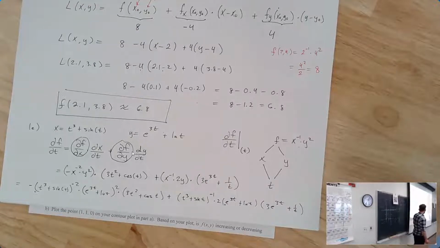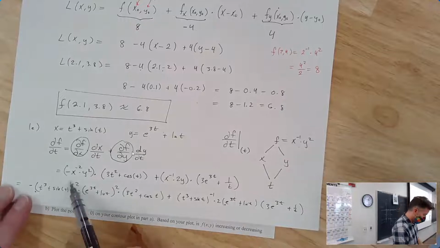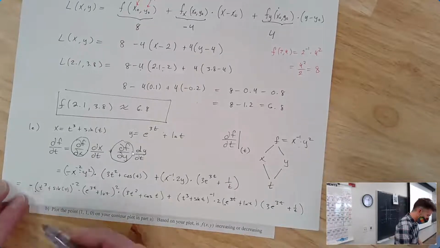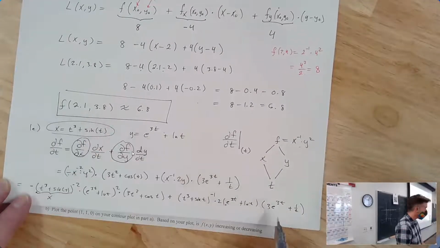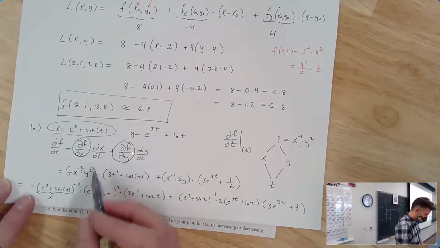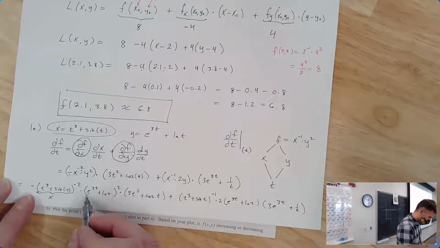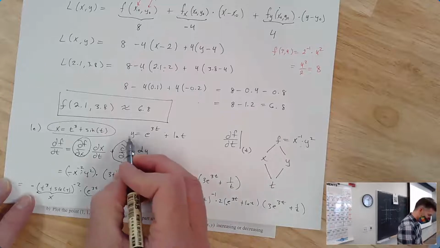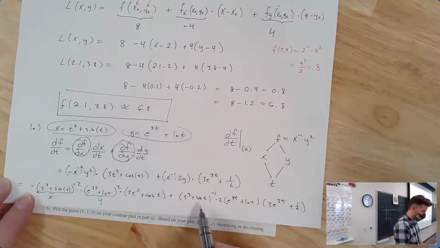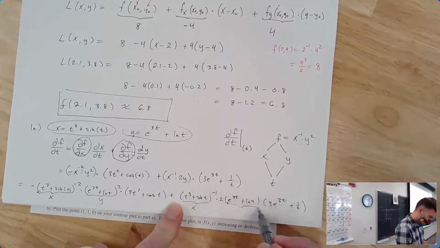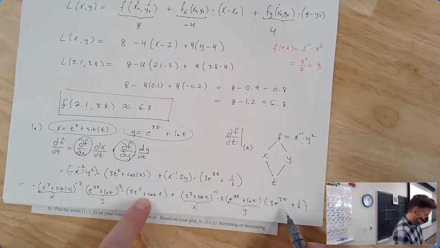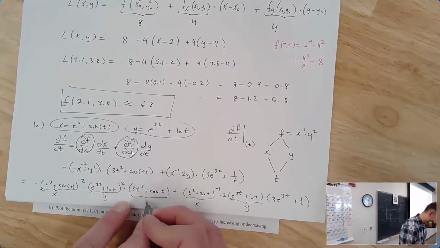E to the 3t plus the natural log of t, which is just what y is. Because I'm replacing the negative x to the negative 2 with negative x to the negative 2 times y squared. There's y squared. And then the same deal over here. I've got x to the negative 1 times 2y times here dx dt, here dy dt.